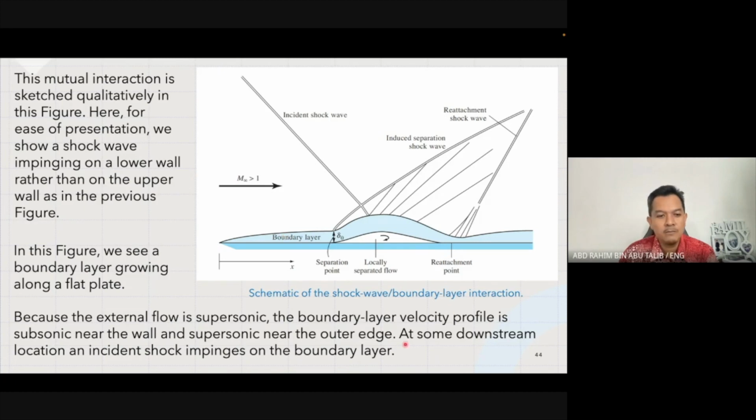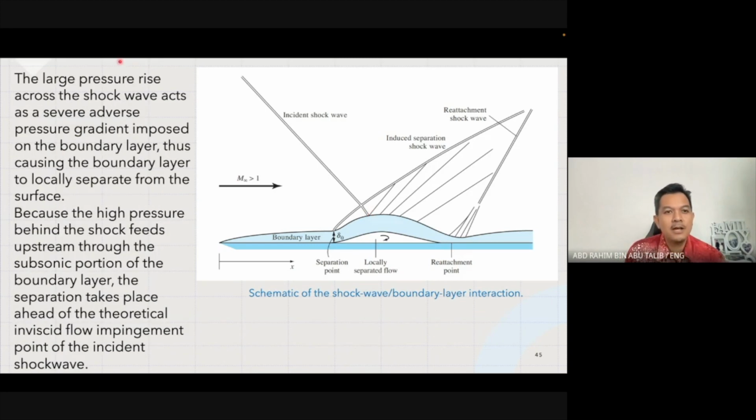So at the downstream location, an incident shock impinges on the boundary layer. You can see here there's an incident shock impinging on the boundary layer at that point. So what happened basically? The large pressure rise across the shock wave acts as a severe adverse pressure gradient imposed on the boundary layer. So it is now being disturbed, thus causing the boundary layer to locally separate from the surface.